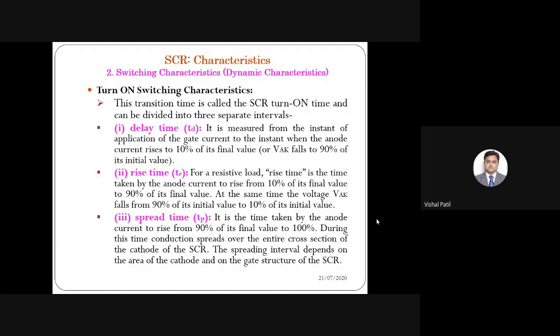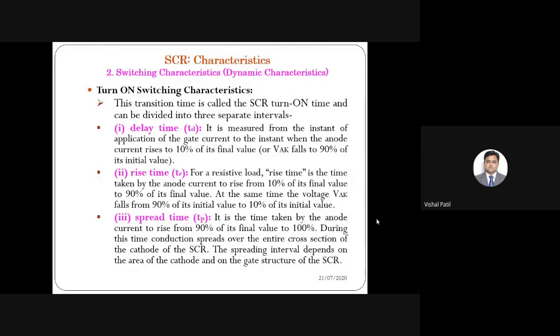Means initially the current must be zero if it is in off state. The moment gate pulse is applied, the current will start to build across the device. But how it will build? It will build from 0 to 10%. So initially, that initial interval is nothing but the delay time. Okay, that delay time indicates there is existence of a capability of a device to conduct, existence of a current. That existence can be noted when it rises from 0 to 10%.